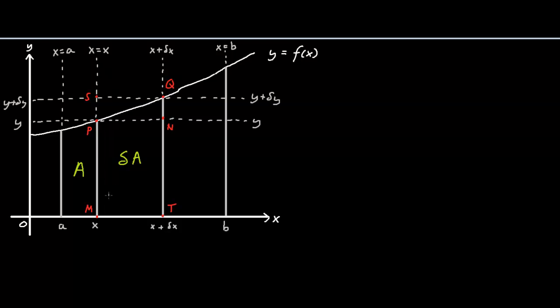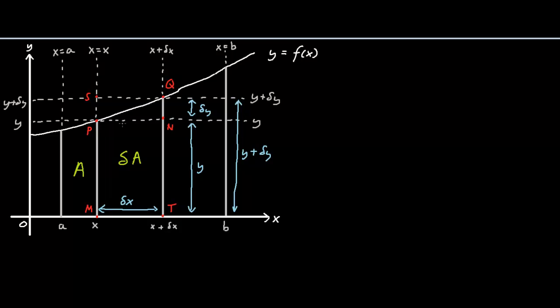Now, going back to the diagram to our left, let's name this width over here. Let's call it change in x. And let's name this height over here. Let's call it y. And let's name this height over here. Let's call it change in y. So in total, this height here is y plus change in y.